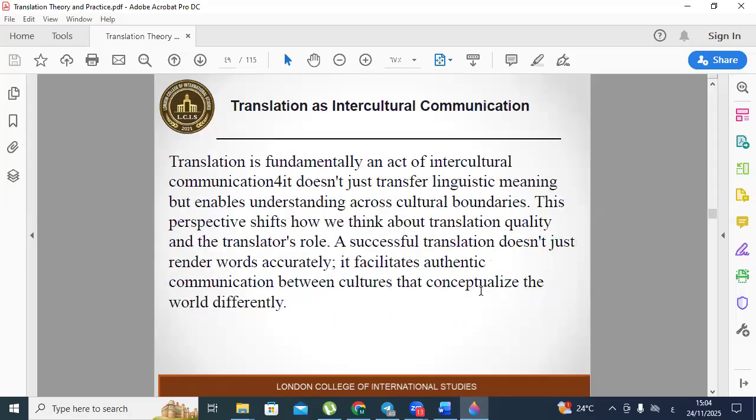Translation as intercultural communication. Translation is fundamentally an act of intercultural communication. It doesn't just transfer linguistic meanings, but enables understanding across cultural boundaries. This perspective shifts how we think about translation quality and the translator's role. A successful translation doesn't just render words accurately, it facilitates authentic communication between cultures that conceptualize the world differently.